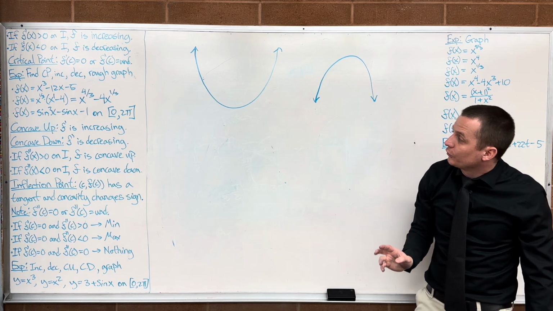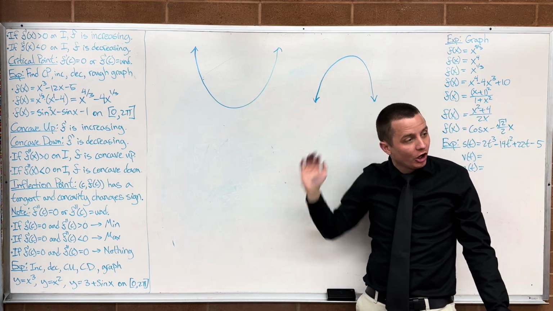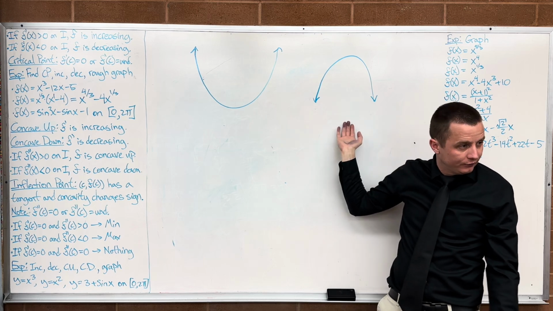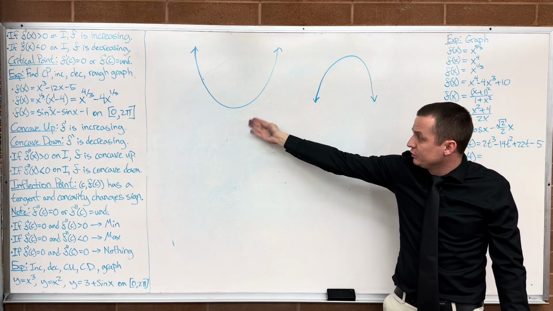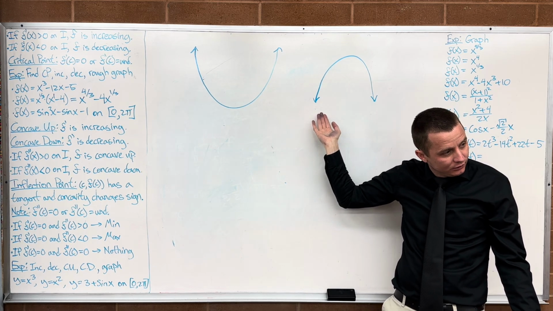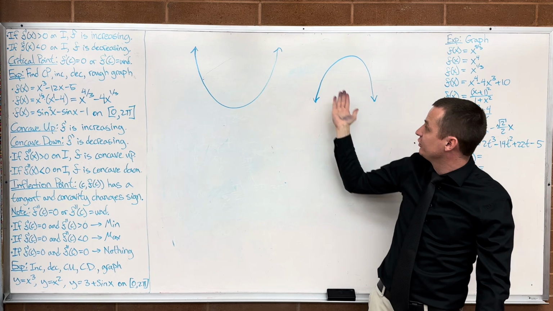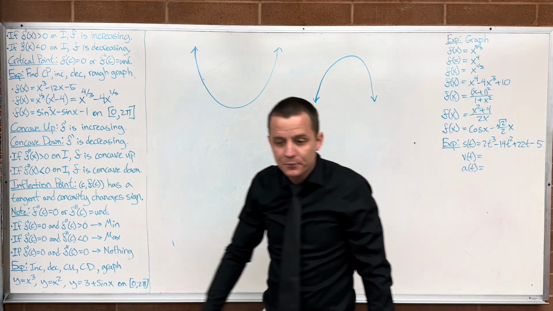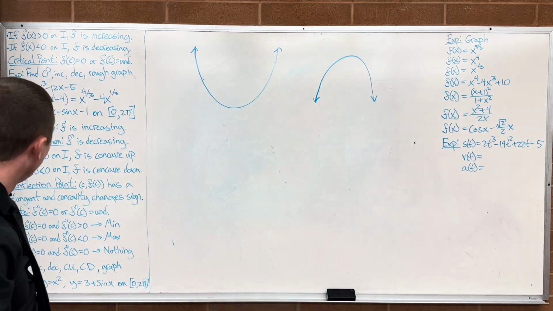One of the ways people remember which one's concave up and which one's concave down is smiley face versus frowning face. If you're filling up, you're smiling. If you're filling down, you're frowning. Concave up, the smiley face. Concave down, the frowning face. It's a common mnemonic.